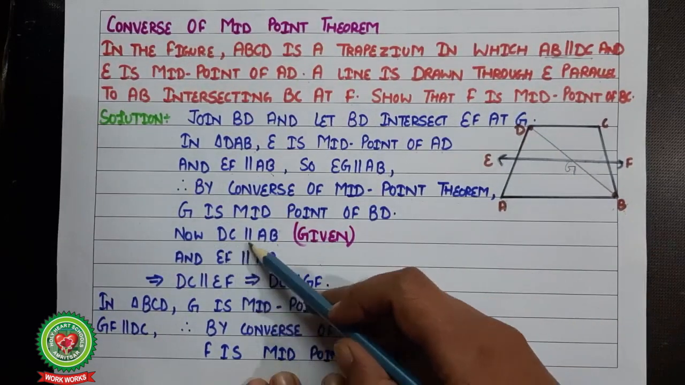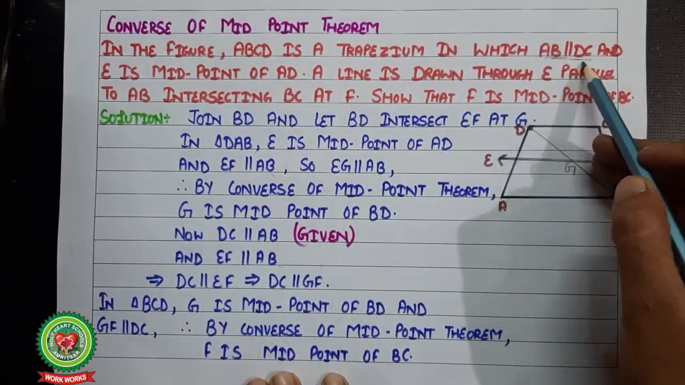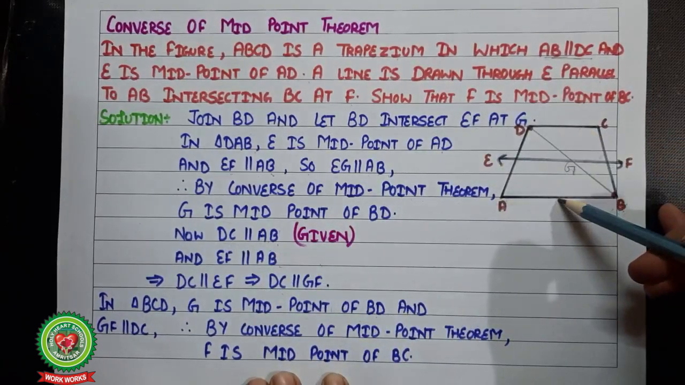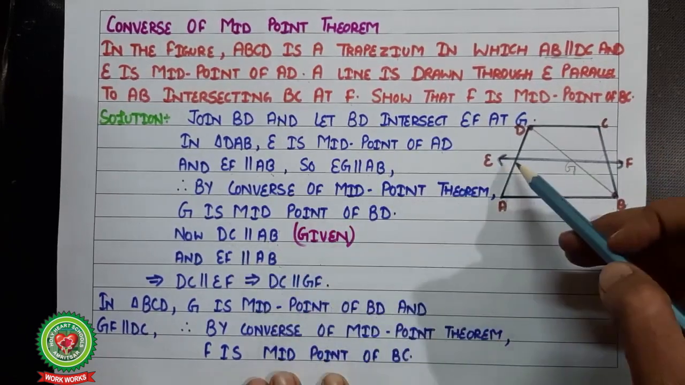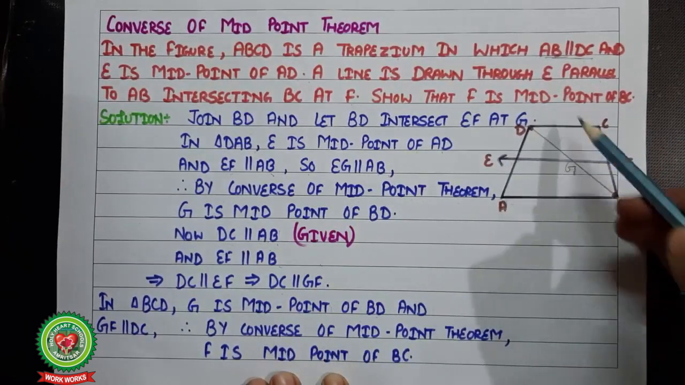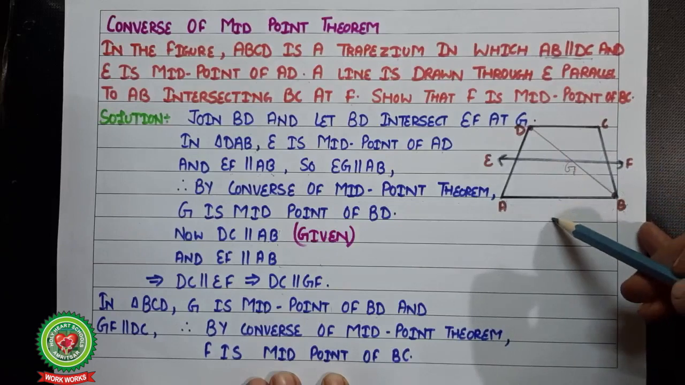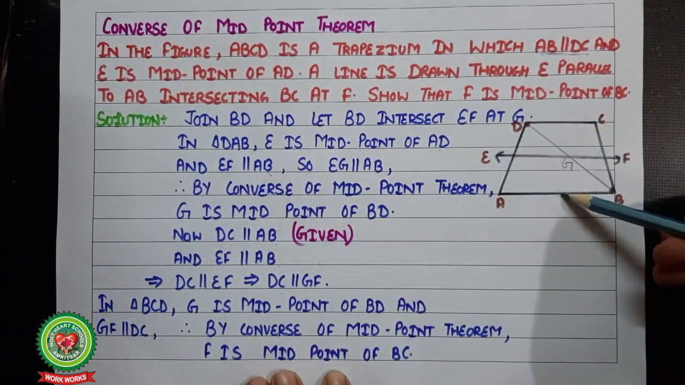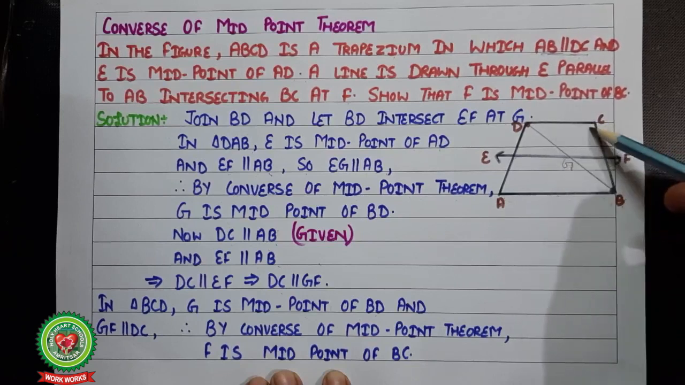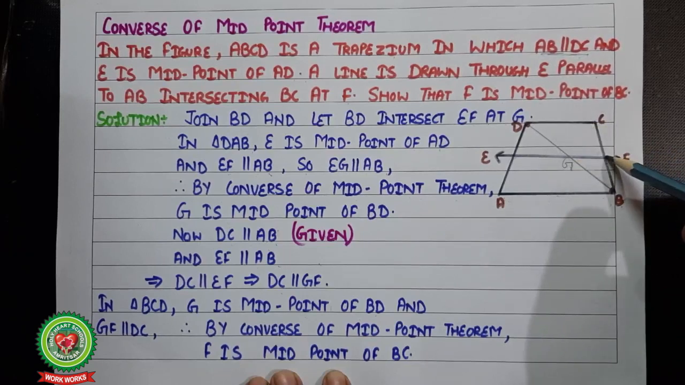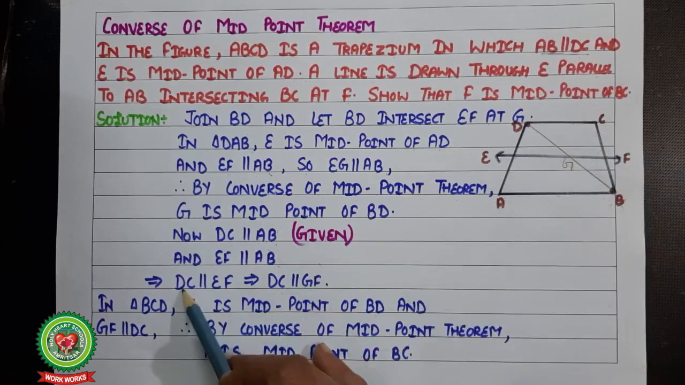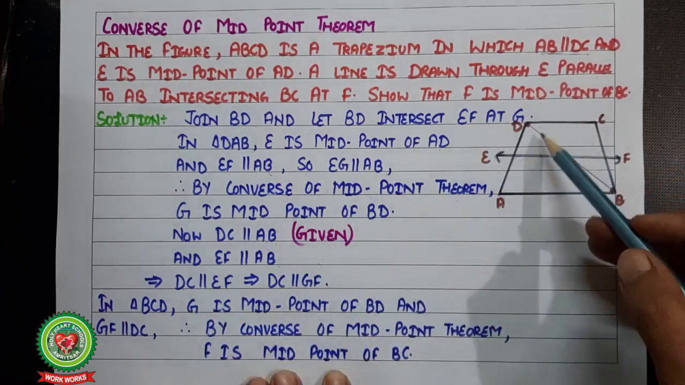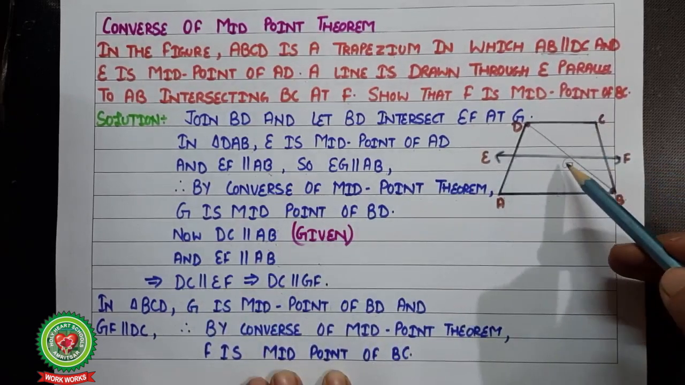Students, DC is parallel to AB, which is given to us in the statement, and EF is also parallel to AB, which is also given. Now if DC is parallel to AB and EF is also parallel to AB, then DC will be parallel to EF. This DC will be parallel to EF. Now, DC parallel to EF implies that DC is parallel to GF also.